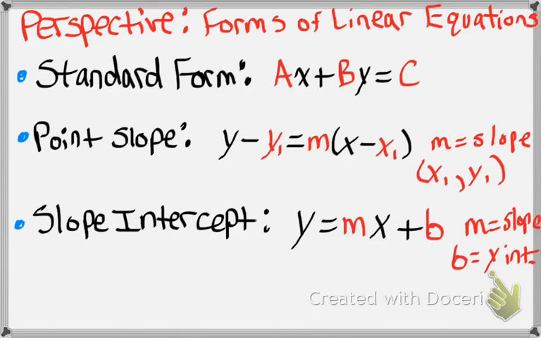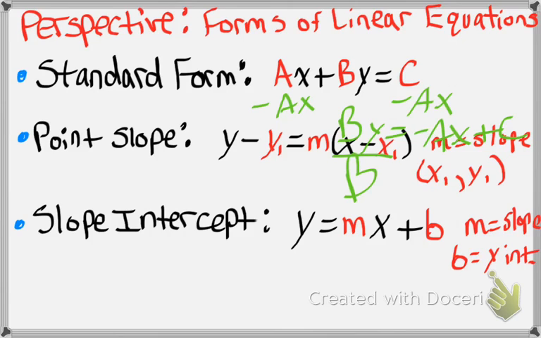The good news is, these forms can be turned into each other. So if you needed this to become slope-intercept form, you could subtract whatever that x term was to the other side, and then you'd have by equals negative ax plus c. Then you divide both sides by b, meaning the coefficient of y. And once you did that, you would have y all by itself.